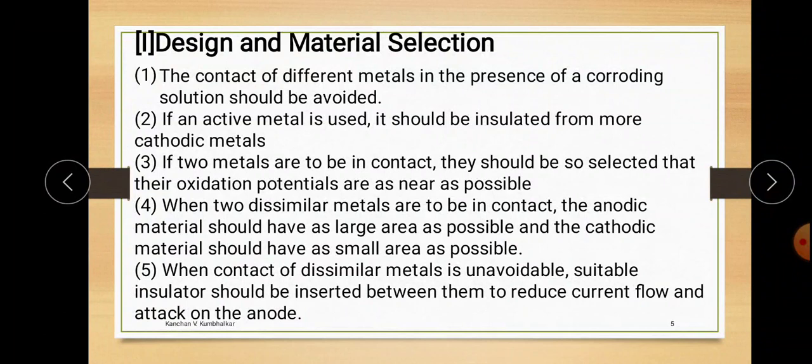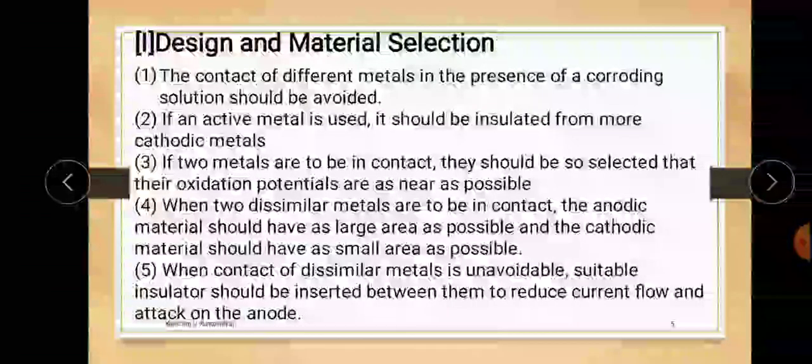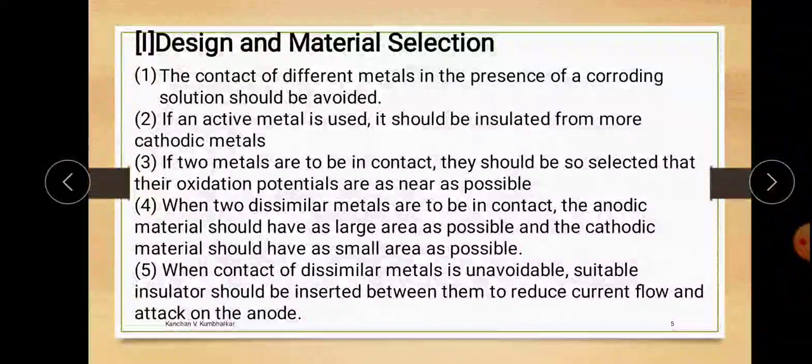Next point, if an active metal is used, it should be insulated from the more cathodic metal. Suppose it is not possible to use only one type of metal, then use a metal, but the active metal.